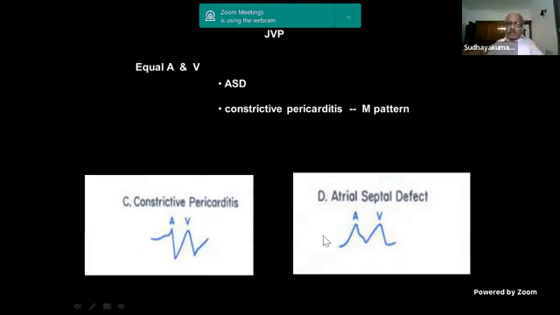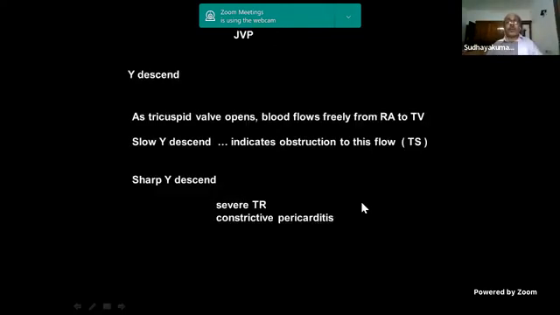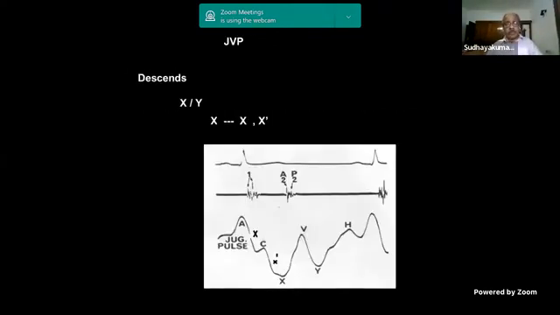When it is grossly elevated in ASD, it is in the elderly with heart failure, where they usually will be in atrial fibrillation. But the more important thing is the descents are normal in atrial septal defect, whereas in constrictive pericarditis the X descent is sharp and the Y descent becomes sharper. So it has the classical M pattern in constrictive pericarditis, whereas in ASD the descents are normal. In constrictive pericarditis, the most important is A equals V with a sharp Y descent. The X and Y will be the same, so it produces the classical M pattern. Whereas in ASD, the only thing is A is equal to V. The descents are normal.